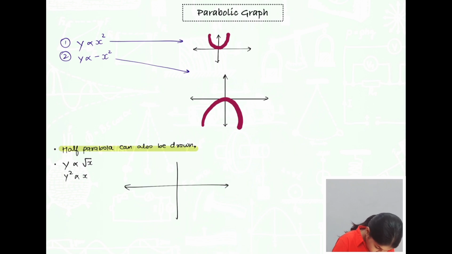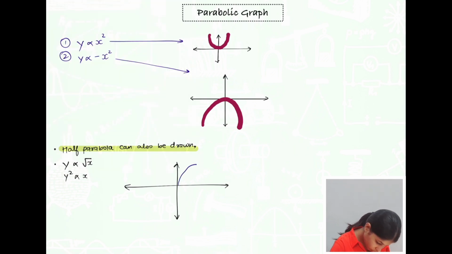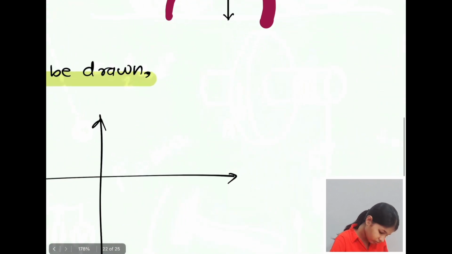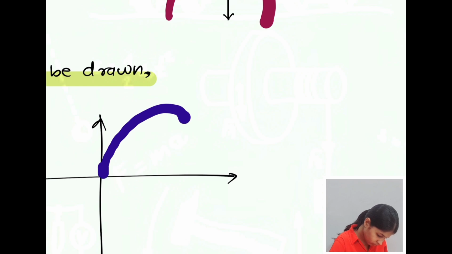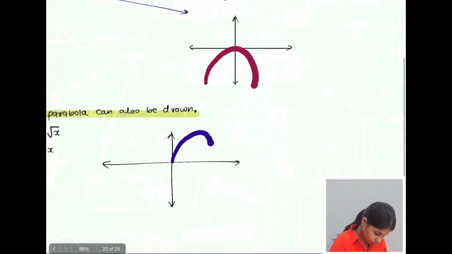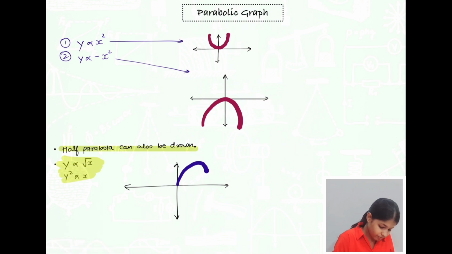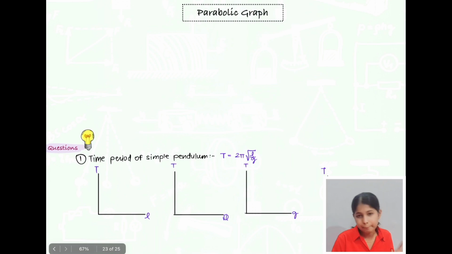our graph will be something like this. Yes, this is our graph. If this type of problems will be given. That's all about our parabolic graph. Here our parabolic graph used to complete. Okay?